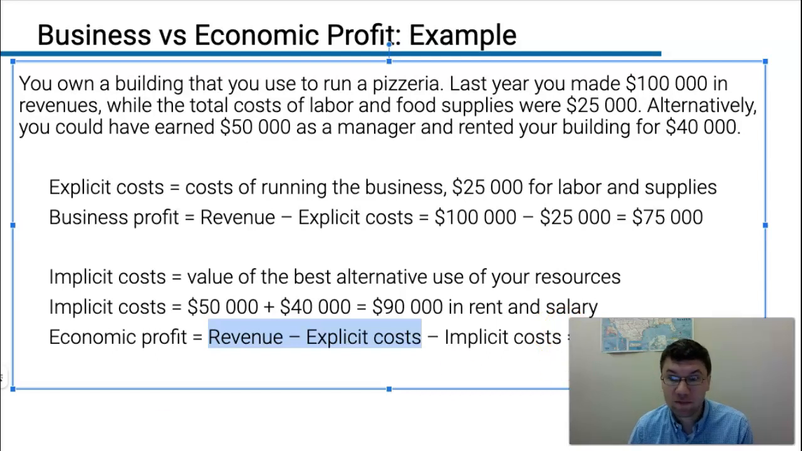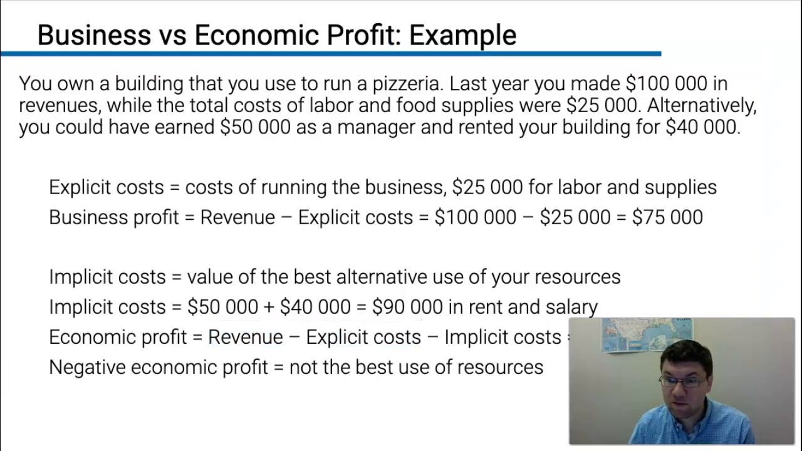So your economic profit turns out to be negative even though your business profit is positive, which means that, well, you're generating value by running the pizzeria, but it's not the best use of your resources. You could have made more money by doing something else. So positive business profit is not the end of the story. We always want to look at the alternative. What else could have been done with the resource at hand? And this is what the economic profit is about.